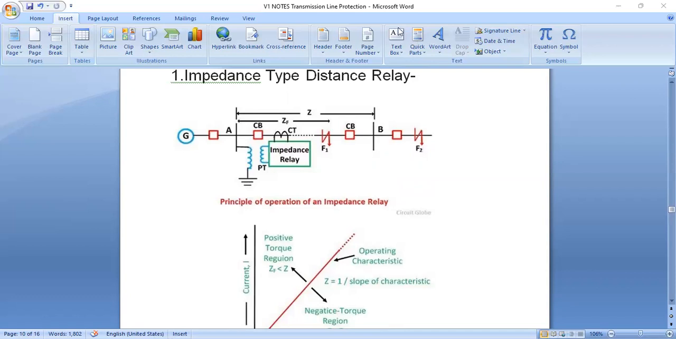So I will repeat again. When the fault occurs on the system, that means this F1, the fault in section A and B, this is the Z, the normal impedance, and this is the fault impedance. This is the normal condition. So what is the normal operating condition, and what is the fault operating condition? You have to note these two points, because the normal operating condition and the abnormal operating condition are very important for the understanding of the impedance distance relay.